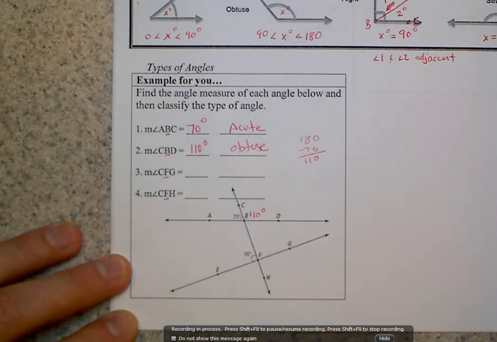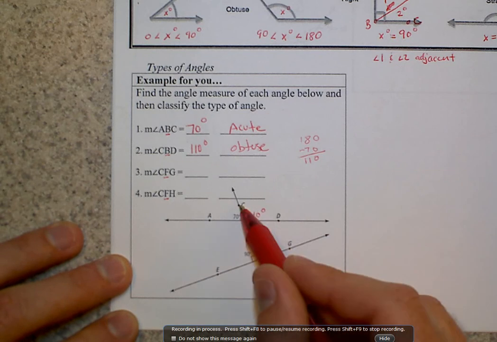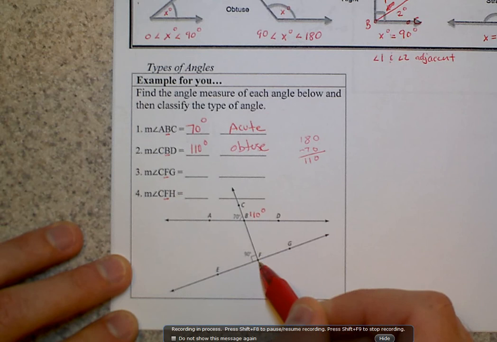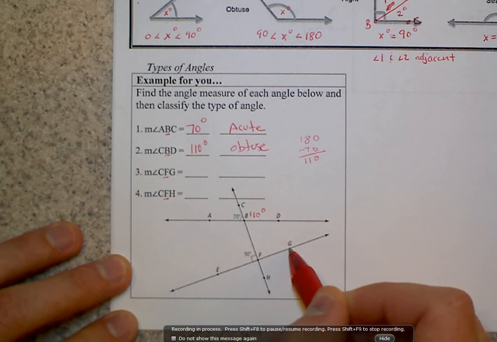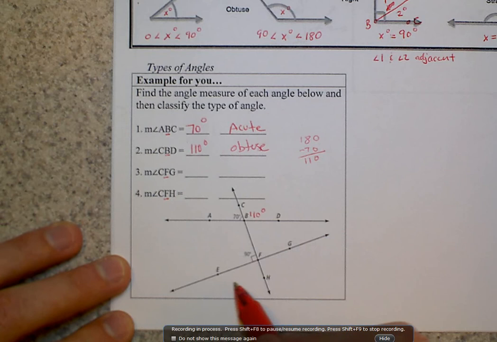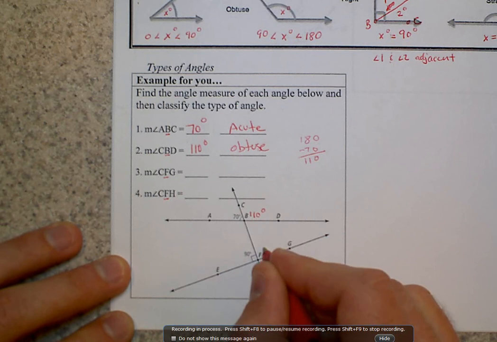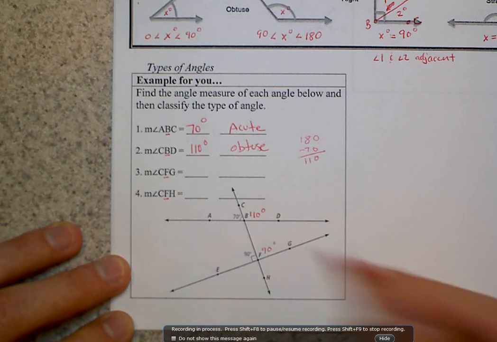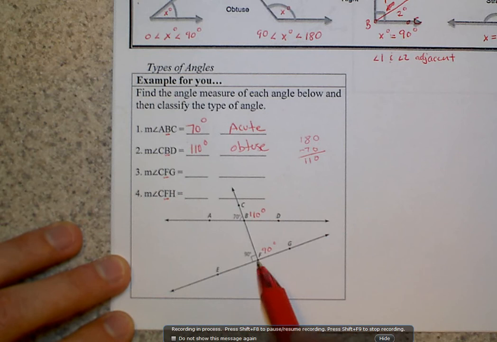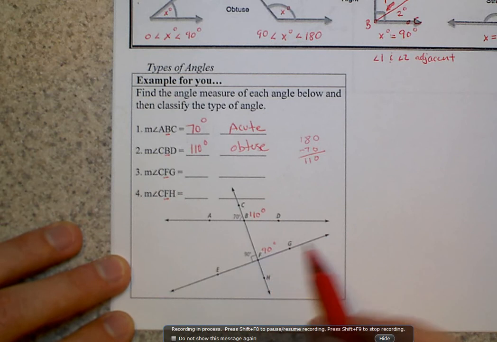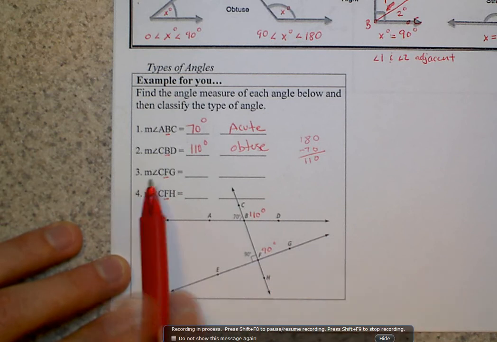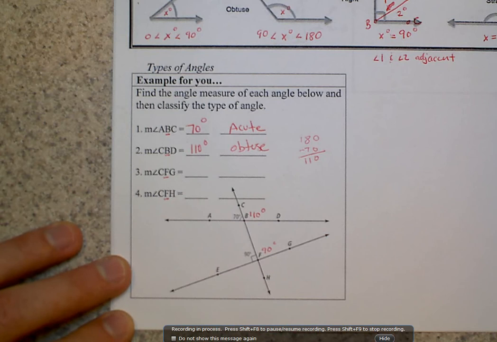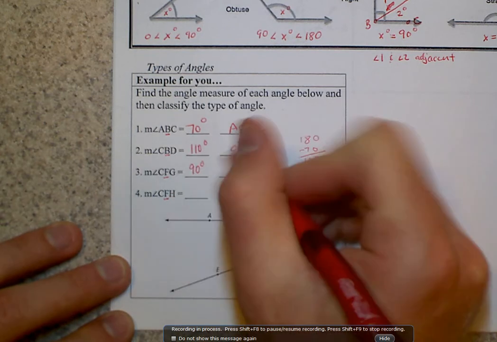Okay? The measure of CFG, here's C, all the way down to F, which is in the middle, and then G. Now, very similar to the last problem, look at this straight line right here. This is a straight line going all the way across. You already know that this is 90, so then the angle that's adjacent to it would be 90 degrees as well, because 90 plus 90 has to make 180 degrees. So going back, CFG would be 90 degrees, and that's an example of a right angle.